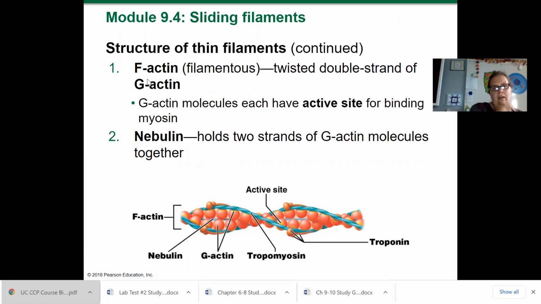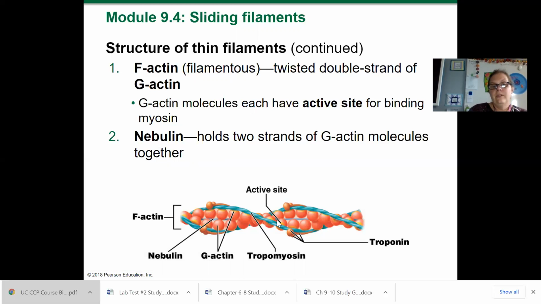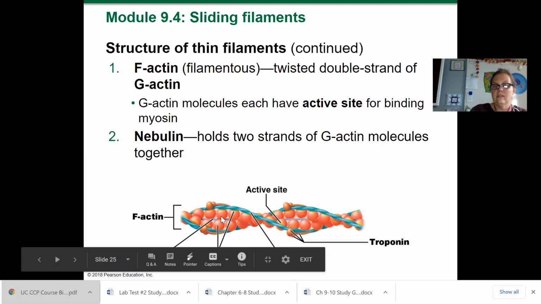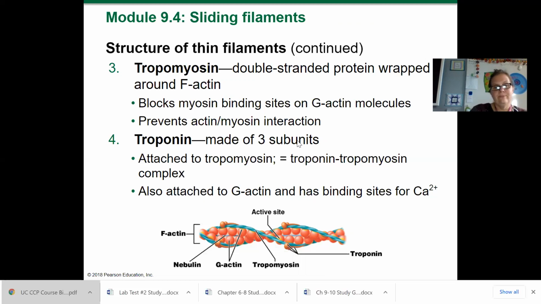The F-actin is F for filamentous. It's a twisted strand of the G, which is globular, if you really want to remember those two. The G-actin is the important one because it has an active site or parking spot for binding to the myosin heads, which is part of the thick filament. Nebulin is going to hold the 2 G-actin strands together. Tropomyosin is a twisted protein, and you can see it looks like a rope here. Whereas the troponin is attached to the tropomyosin and it makes this complex. It also attaches to the G-actin, these red spheres, and has a binding site for calcium. That's going to come into play in our next videos.